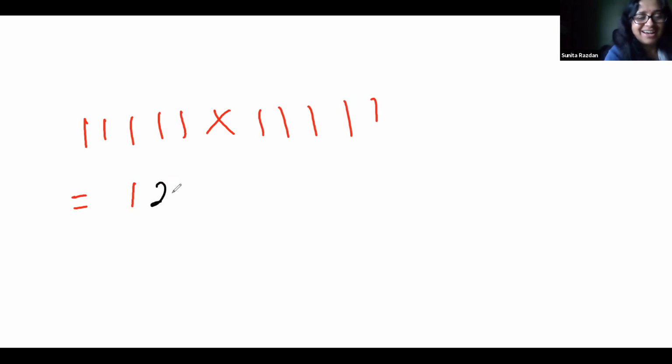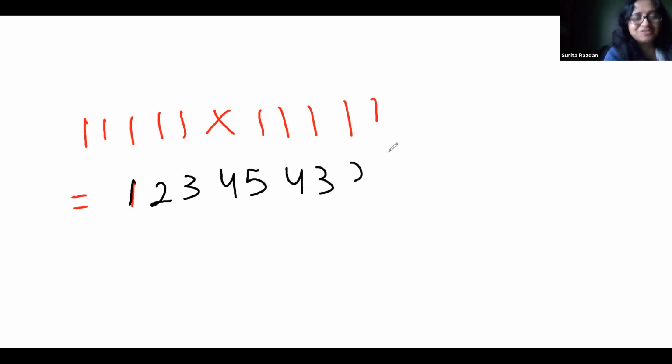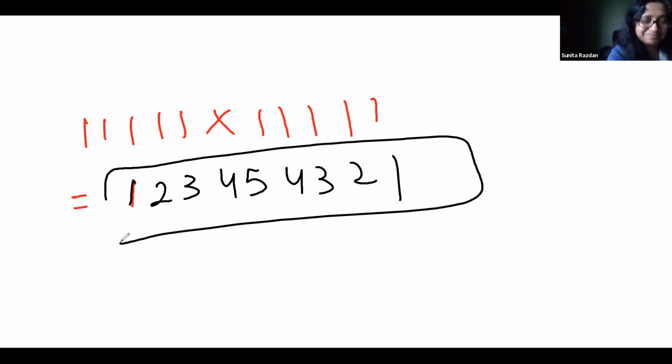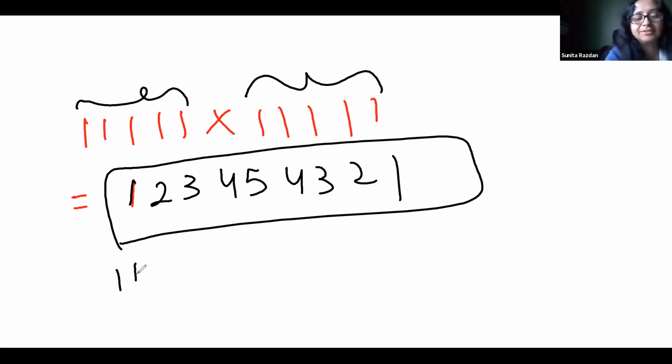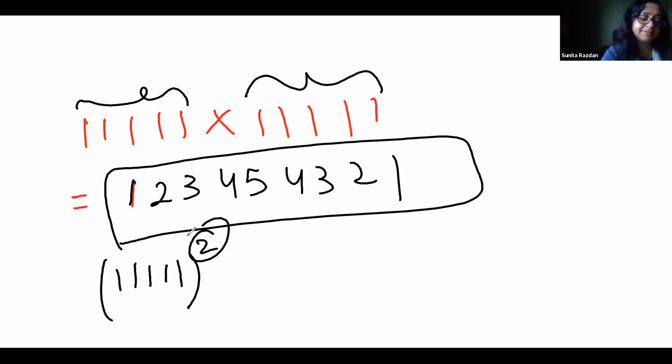So Ariana says 1, 2, 3, 4, 5, 4, 3, 2, 1, and that is correct. So this is the answer. If you are multiplying this times the same number, that is a square. So this is 1, 1, 1, 1, 1. The square means you are multiplying this number by itself.